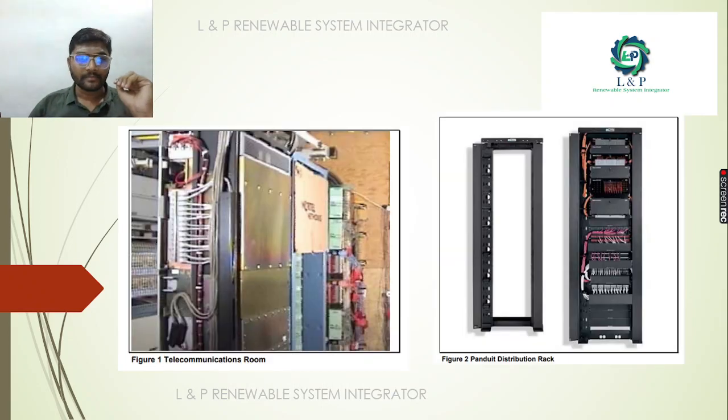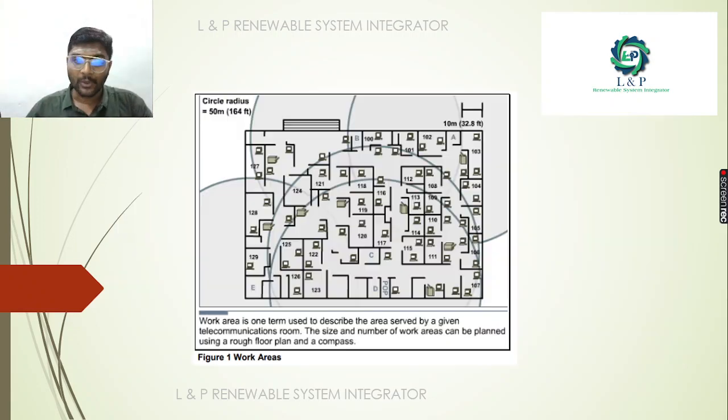Okay. Next, this is how a telecommunication room looks like, and this is how a Panduit distribution rack looks like. So as I told earlier, when you're planning for a work area, it describes the area which is being served by the telecommunication rooms. So what is a work area? Very simple. It is the area which is being served by the telecommunication rooms. Wherever telecommunication cable is going, those rooms are considered as work areas.